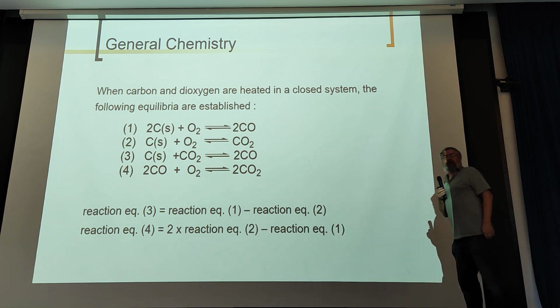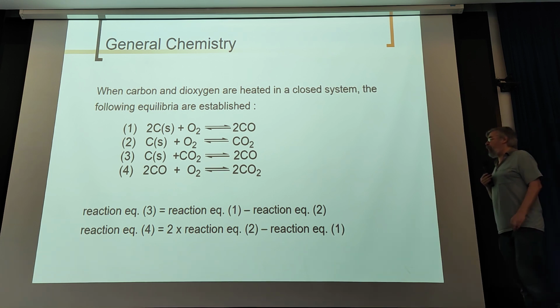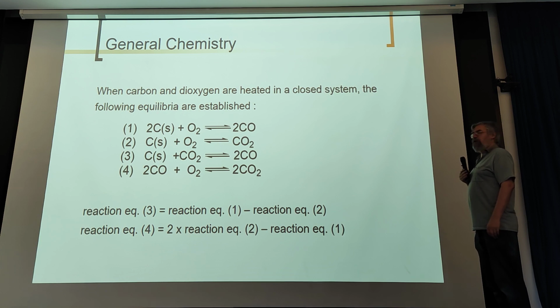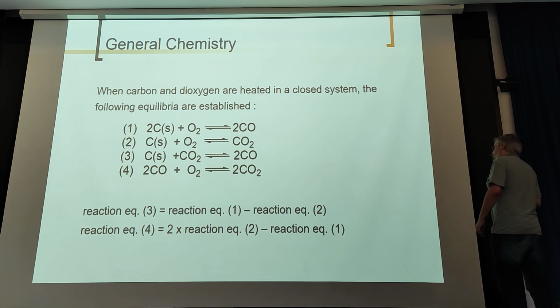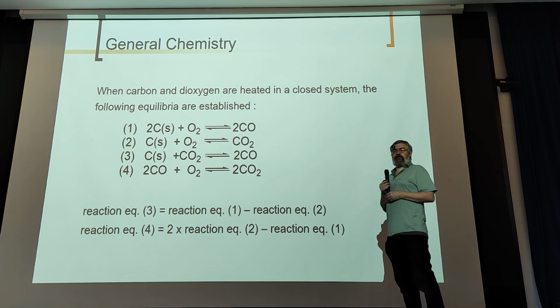So here we have a number of simple reactions of CO and oxygen. They're simple equilibria. It can be shown that we can get reactions 3 and 4 by combining reactions 1 and 2. The third one is the difference between the two reactions, and the fourth one is the difference between 2 and 1, but we have to take 2 times reaction 2.